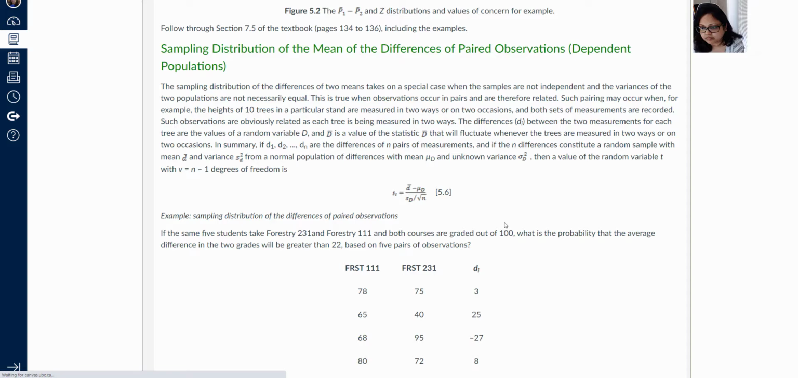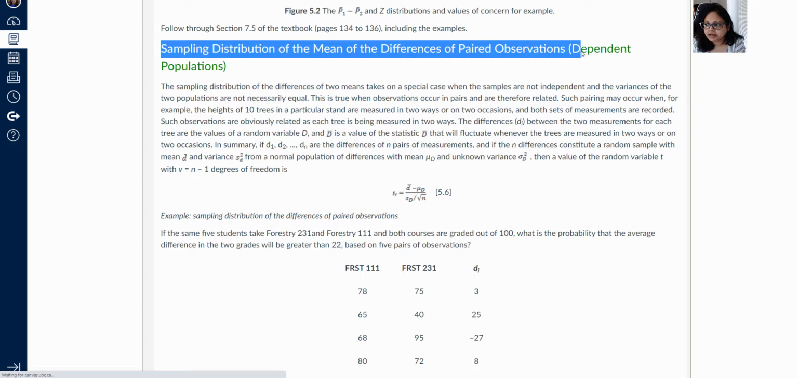Okay. Now we want to talk about sampling distribution of the difference of paired observation, that means dependent population. So always think about whenever we are giving you two populations, then are they dependent on each other? Let's say students are writing exams, midterm exam and final exam. If I want to see whether there is any difference, since the students who are taking the midterm are also taking the final exam, that means they are dependent. There is a relationship between them. So if there is a relationship between them, we have to adjust for that relationship, otherwise we will get a biased estimate.